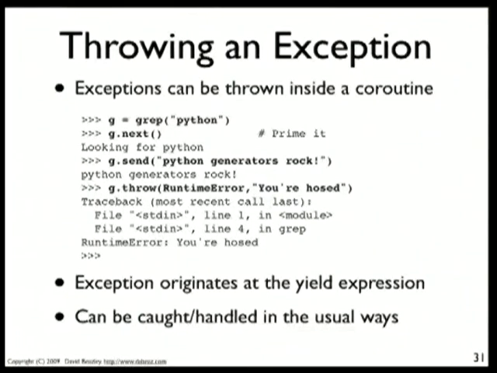There's also a throw method that can be done to do that. Essentially, if you do g.throw, and then you just give it the exception name and a value, you'll get that same exception originating at the point of the yield statement. So there is a way to do those things, and you can catch and handle them in sort of the usual ways.